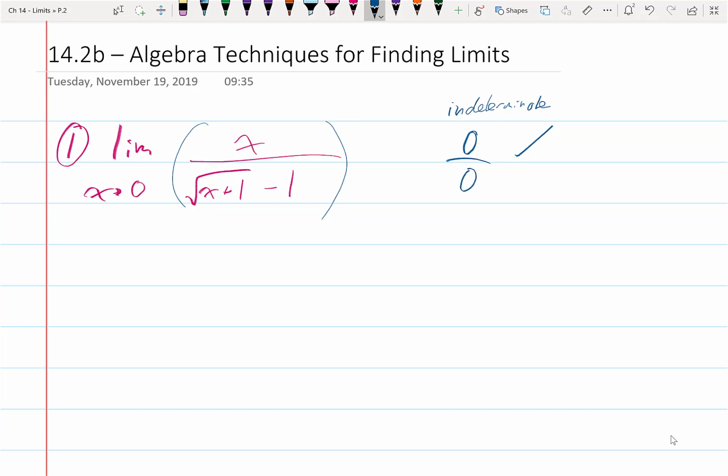So squaring not only alters the numerator and denominator and makes it not the same thing, but you can't distribute a square across addition and subtraction. That'd be bad. Give me another one.